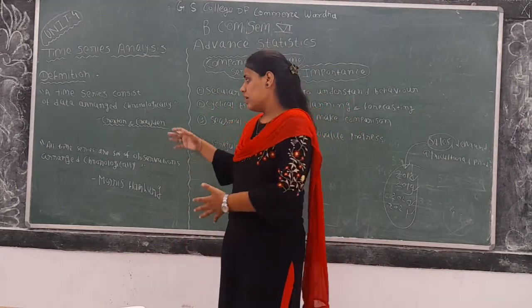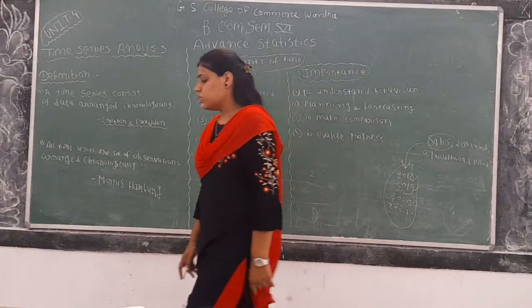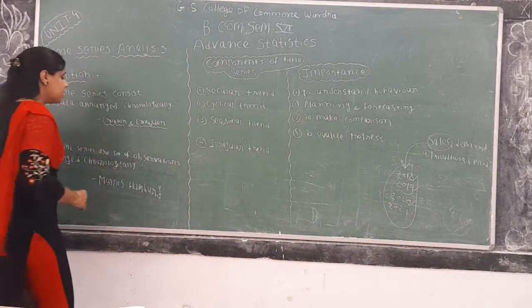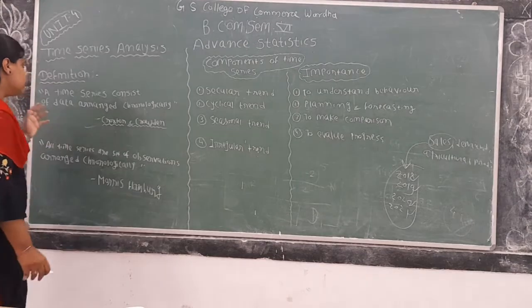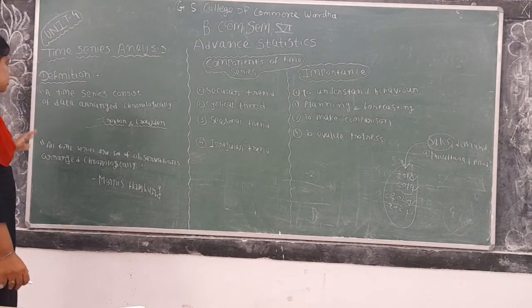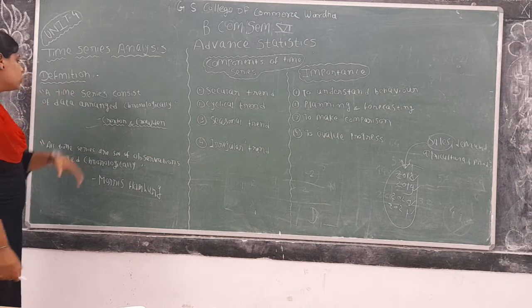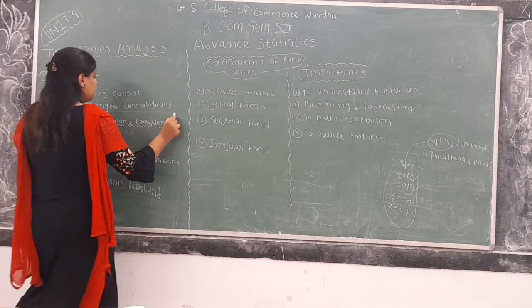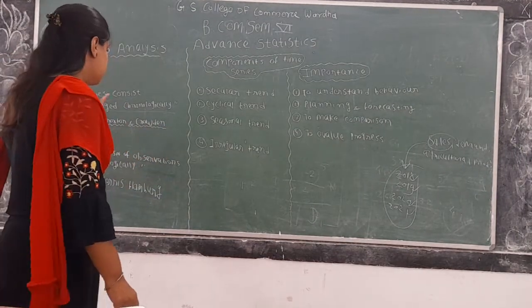Now the next thing that you have over here is the definition of the time series analysis. The first definition has been given by Croxton and Cowden. Let's see what they say about the time series analysis. They say a time series consists of data arranged chronologically. What they are saying is that a time series consists of data which are arranged chronologically.